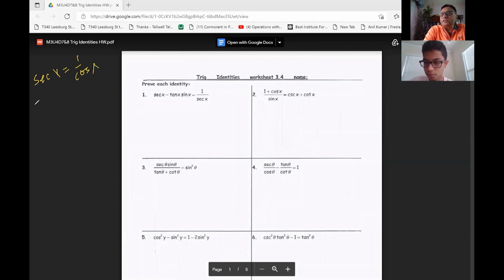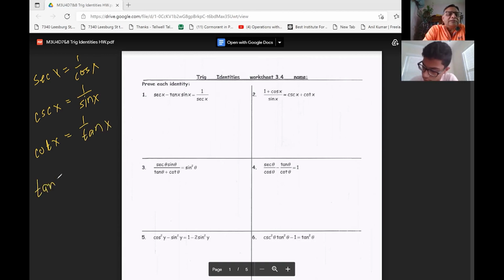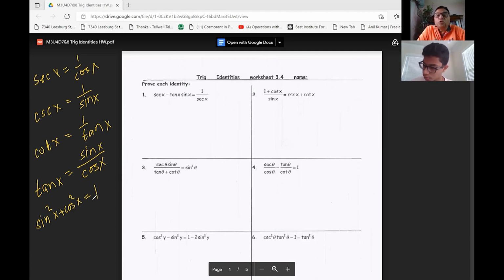And let me write all the reciprocal identities first. So we have cosecant x, which is the reciprocal of sin x, and cotangent x, which is the reciprocal of tan x. Another important thing you should know is that tan x is basically the ratio of sin x and cos x. Now, let's take this formula also, which is sin square x plus cos square x equals 1. This is a very important identity which we will be using so many times.